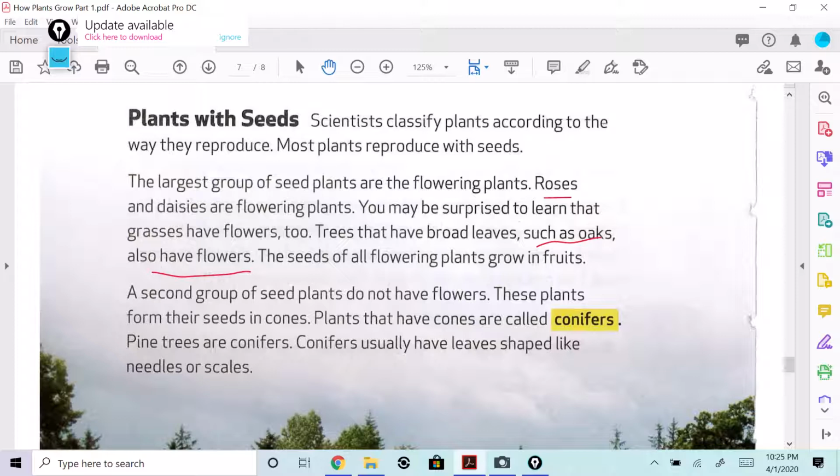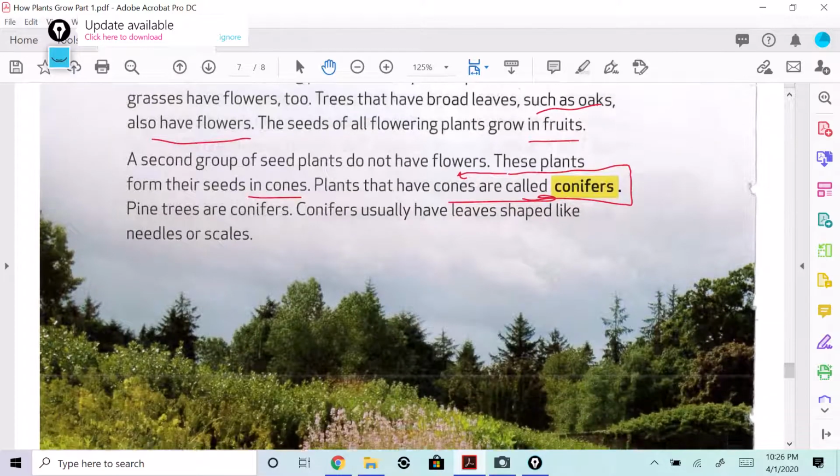A second group of seed plants do not have flowers. These plants form their seeds in cones, right? So no flowers, just cones. There's no fruits that come from these. And these plants are called conifers. Plants that have cones are called conifers. Think cones, conifers, right? Pine trees are conifers. Conifers have leaves shaped like needles or scales.